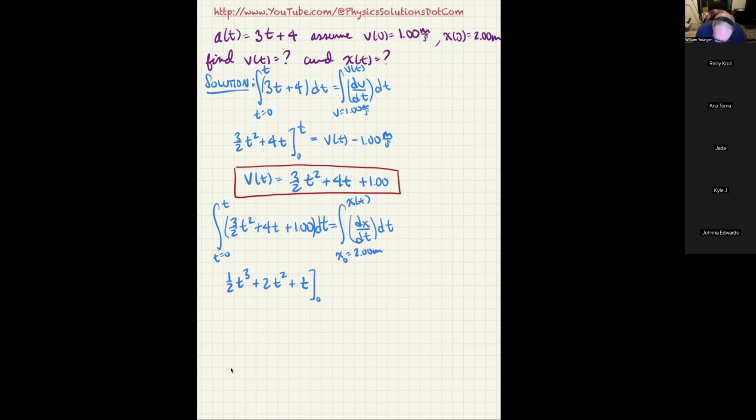going to be the same thing. 1/2 t cubed plus 2t squared plus t. And this side's going to become x of t minus 2.00 meters. So finally, I can say that x of t, which is what we were looking for, is equal to 1/2 t cubed plus 2t squared plus t plus 2.00, and that is the x as a function of time.